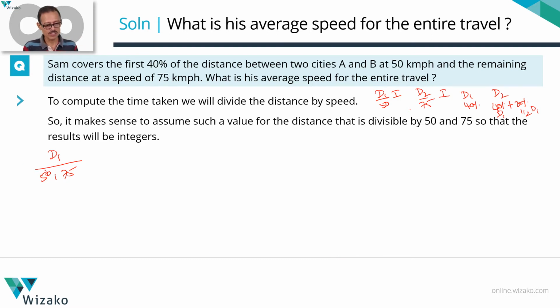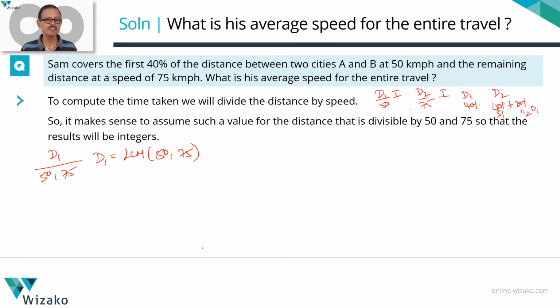Which means d1 should be divisible by 50, divisible by 75. d1 should be a multiple of 50 to be divisible by 50, and a multiple of 75 to be divisible by 75. So d1 is a number which is a multiple of 50 and 75. It's a common multiple of 50 and 75. What's the first such common multiple? That's the lowest common multiple, or the least common multiple, of 50 and 75.